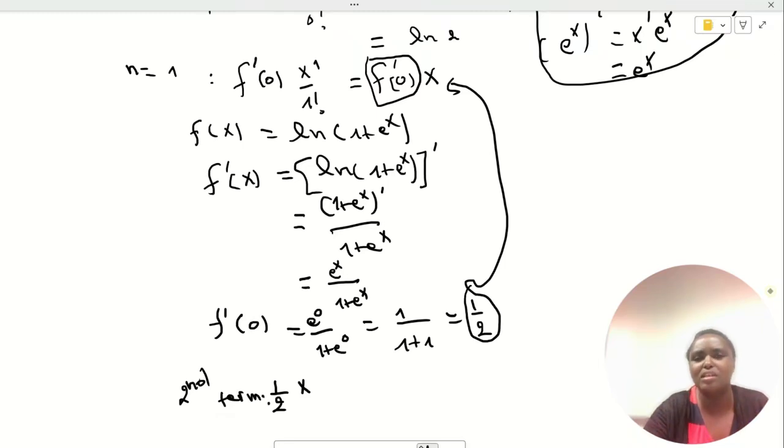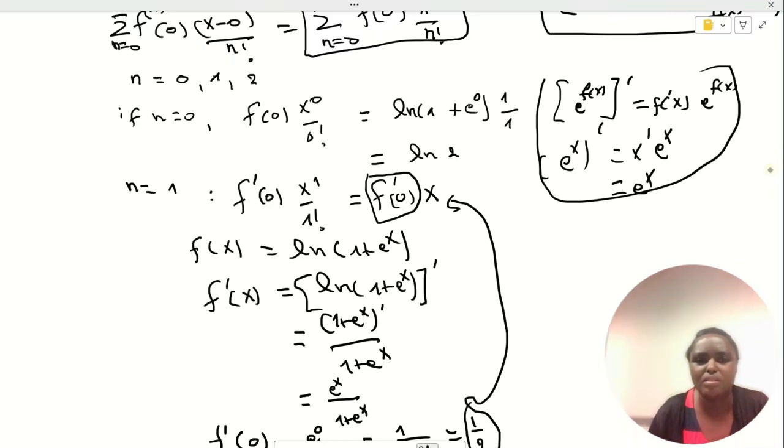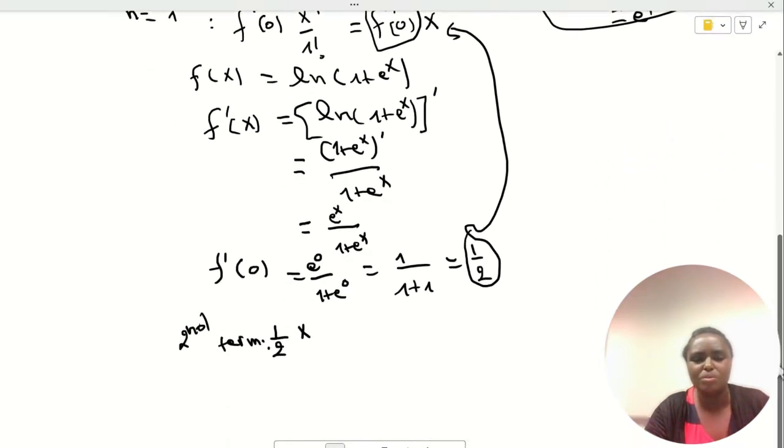Yes, and the first term was this one, ln of 2. This is the first term. Yes, and then we need to compute the third term. How do we compute the third term? To compute the third term, we need to compute it for n equal to 2.